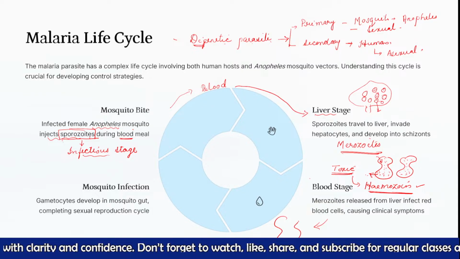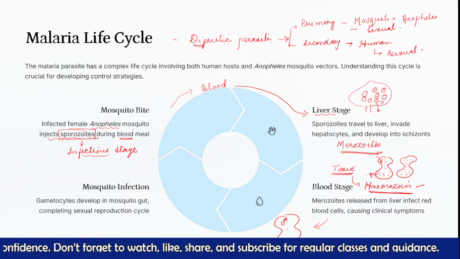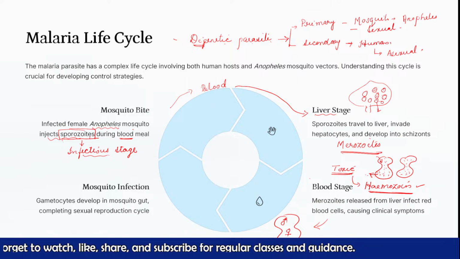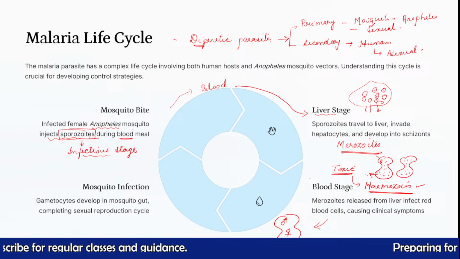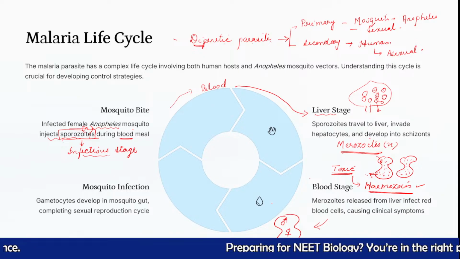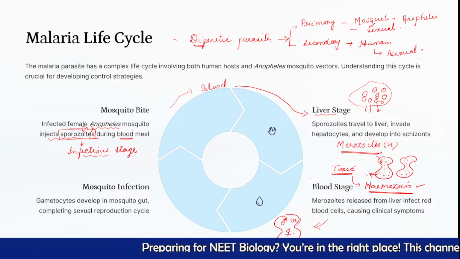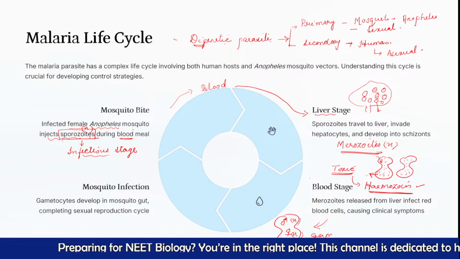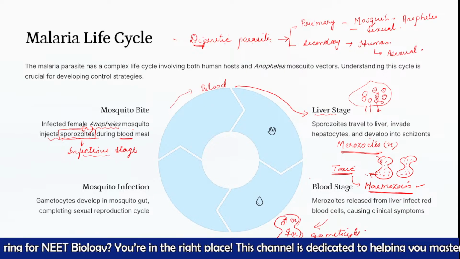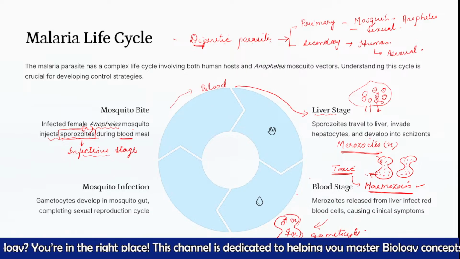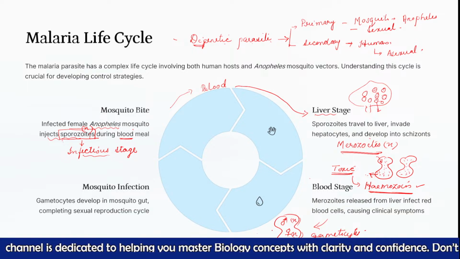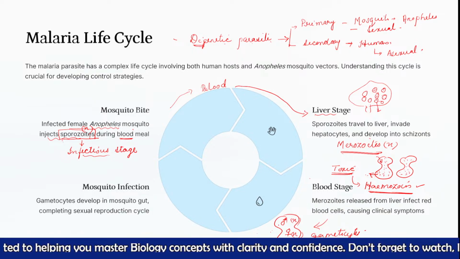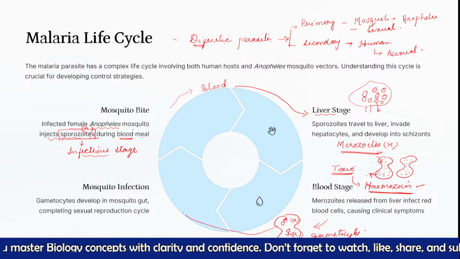Okay, so inside the RBC, it produces male and female gametocytes. When you think about the ploidy, the sporozoite is in haploid condition, and the same haploid condition is there in the merozoites and also the gametocytes, not the gametes, gametocytes. The gametocytes are produced in the RBC of the infected human. At that time, the mosquito sucks the infected human's blood.